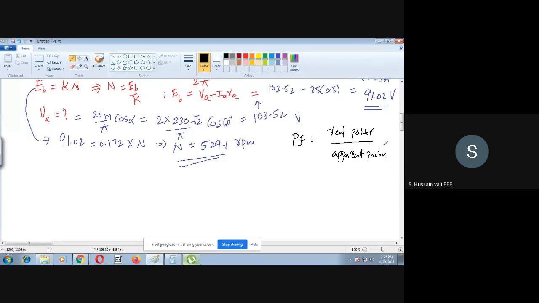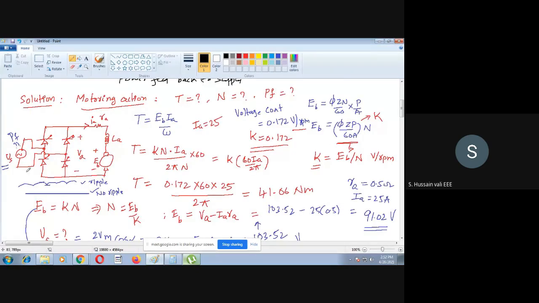I told you already about the real power and the apparent power. So what is the real power here? First of all, in this single phase full converter, where do you find the real power? Real power is the power consumed by the motor. Simple: the motor voltage is here, the motor current is here.